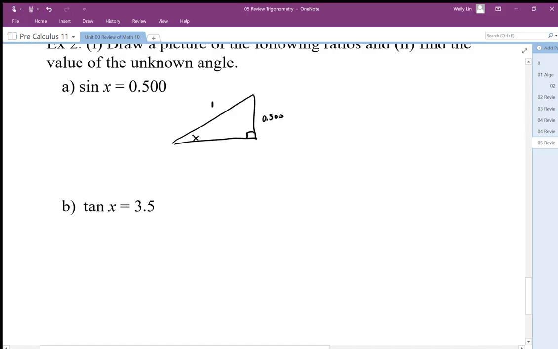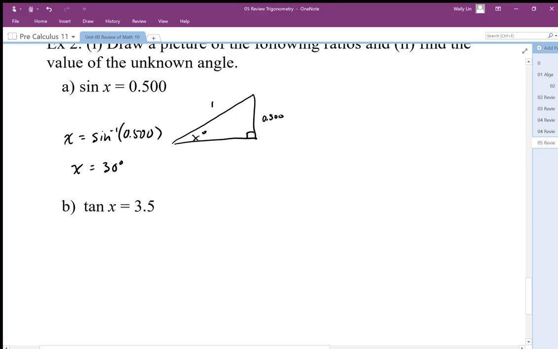So if I want to set this up with my calculator, I need to undo my sine calculation. How do I undo sine? I undo sine with an arc sine, or an inverse sine. And I can actually figure this out. That angle x works out to be about 30 degrees. In fact, it's not about 30 degrees. It is exactly 30 degrees.